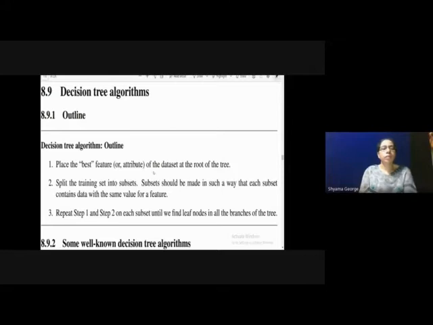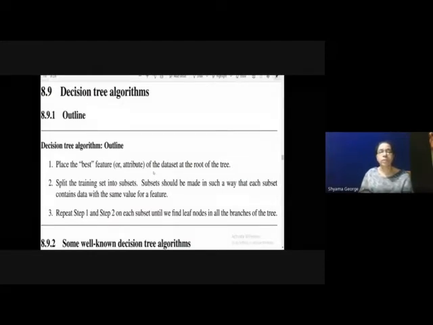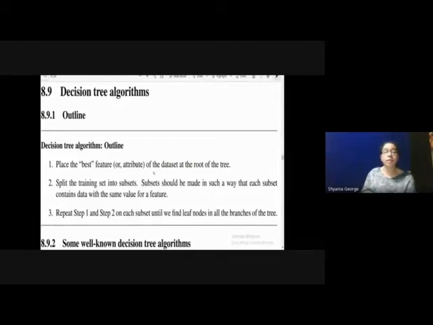This is the outline of the decision tree algorithm. Place the best feature of the data set at the root of the tree. Split the training set into subsets. Subsets should be made in such a way that each subset contains data with the same value for a feature. Then we can repeat these steps until we find leaf nodes in all branches of the tree.